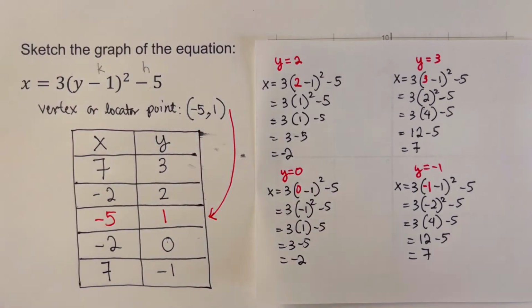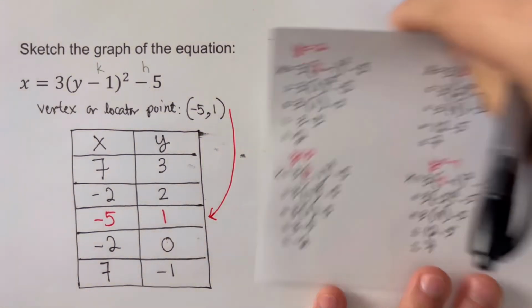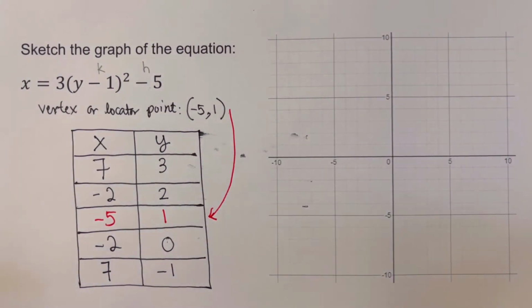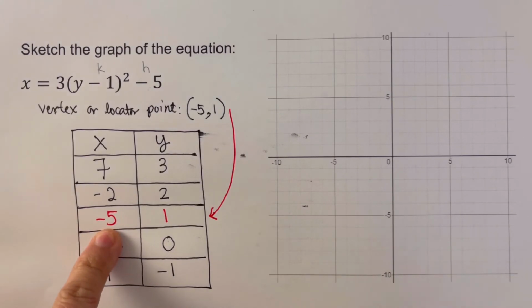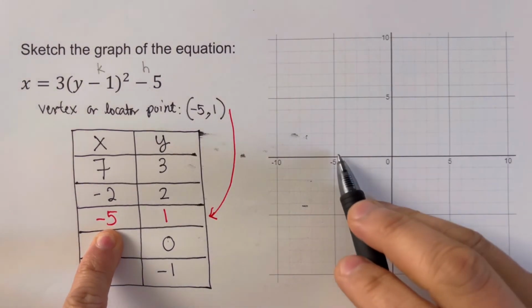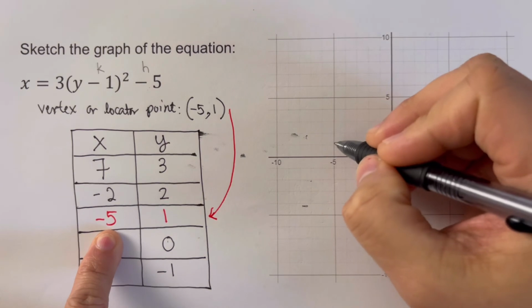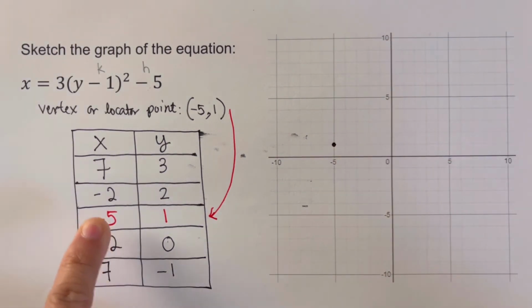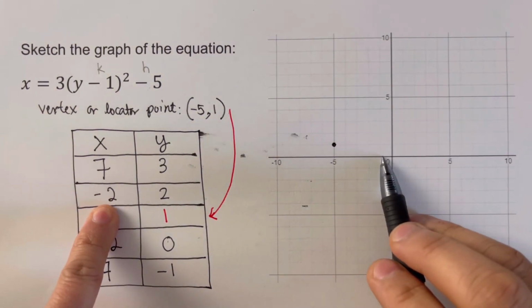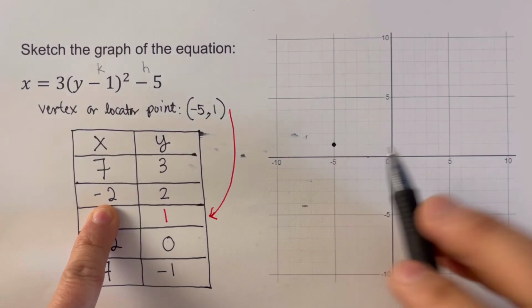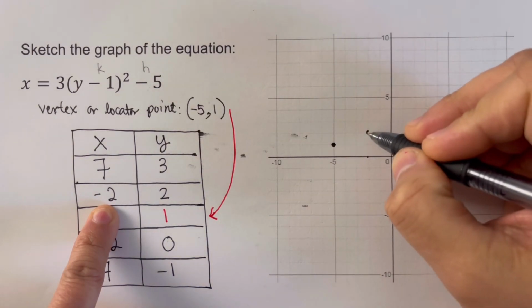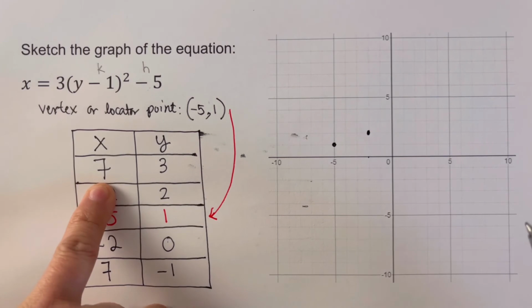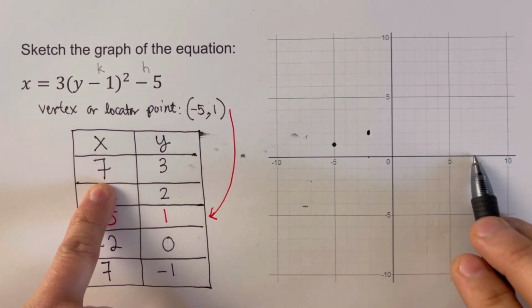So we're now ready to move on to the last step, which is to sketch the graph. So we're going to start with the vertex negative 5 and 1. So negative 5 goes up to 1. So that's the vertex right there. We have a negative 2, so negative 1, negative 2, and goes to positive 2. So it's going to sit right here. And then we have a positive 7. So 7 is all the way up here.